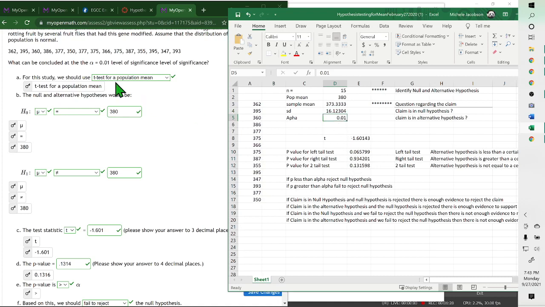The alpha is right here. The level of significance was 0.01, so put the 0.01, and here's your t-value, negative 1.601. They wanted 3 decimal places.